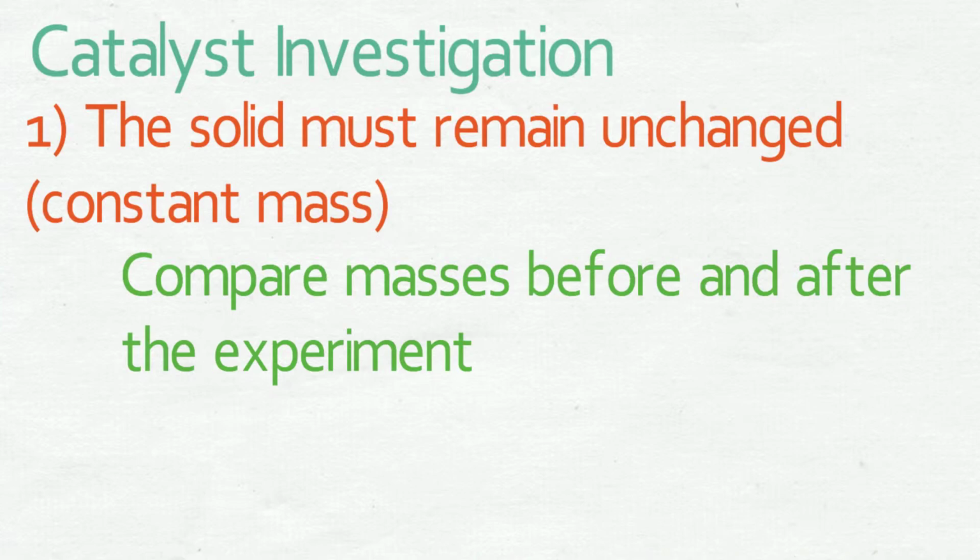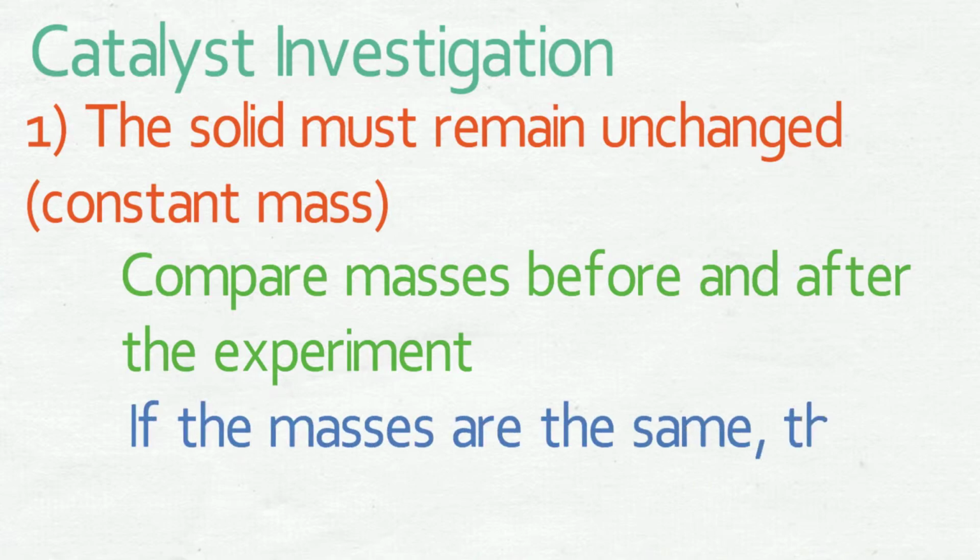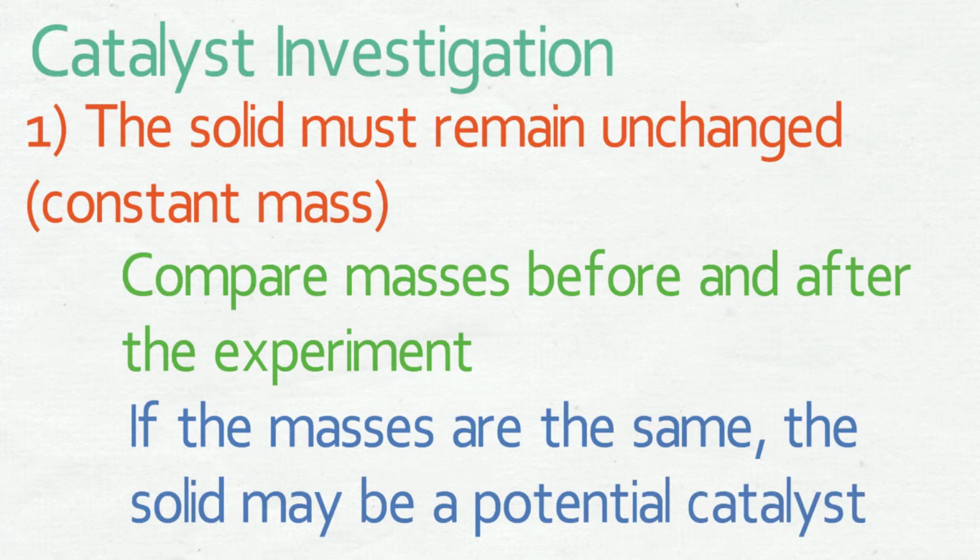We can find the mass of the potential catalyst after the reaction by filtering the solution, which will give us just the solid. If the masses are the same, it tells us that the solid has not been used in the reaction, which means that it may potentially be a catalyst.